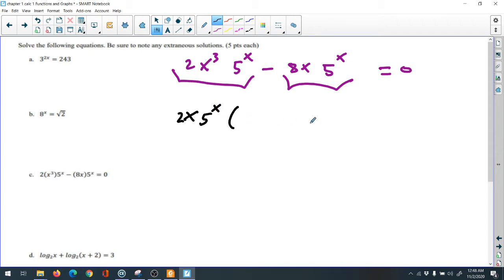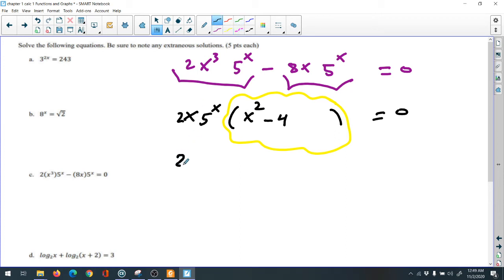We open parentheses, divide all. 2 divided by 2 cancels out, x to the third divided by x is x squared, and then 5 to the x divided by 5 to the x cancels out, minus 8 divided by 2 is 4, x cancels, 5 to the x cancels. So it will be 2x, 5 to the x, times x squared minus 4 equals 0. Okay. We could factor x squared minus 4. We'll have different solutions here. Factor it. So let's continue.